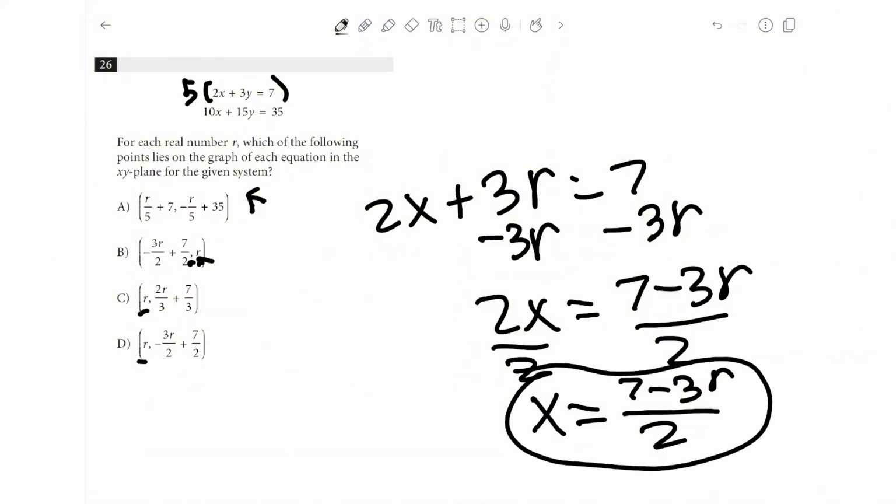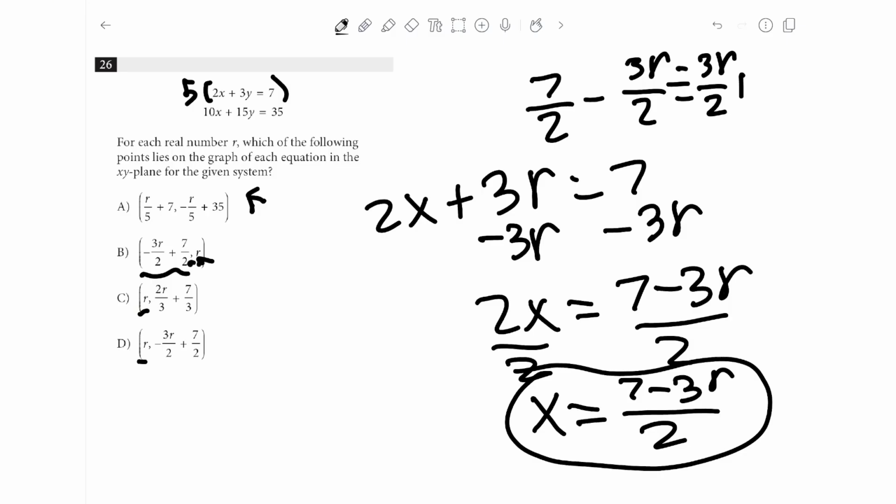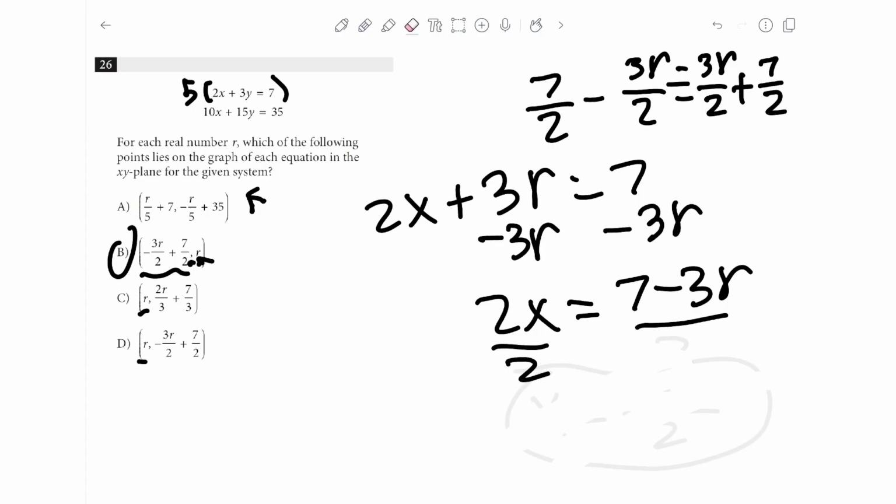And that happens to be the same thing as we have here for B if we were to rewrite it, because we can split that up into two separate fractions. We can say that (7 minus 3r) over 2 is 7 over 2 minus 3r over 2. And we can flip-flop those to be negative 3r over 2 plus 7 over 2. So luckily answer choice B worked out, but so you understand the concept, I'm going to run through answer choice C as well.